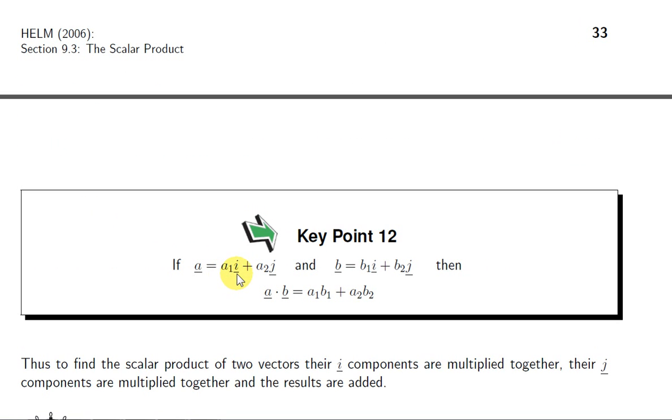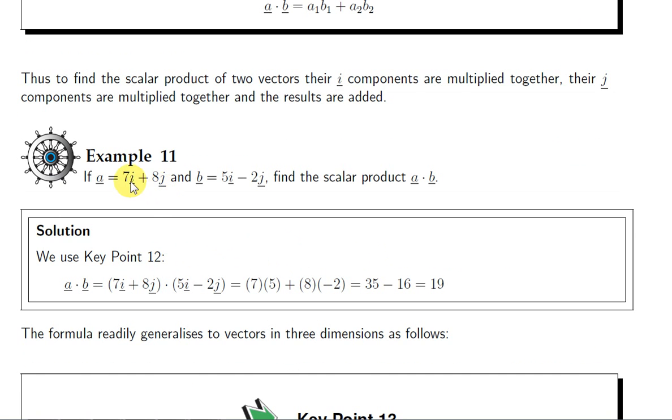So now we have our rule. When we're getting the dot product of two vectors that are in the ij plane, we just multiply the i components together, that is a1 by b1, then multiply the j components together, a2 by b2, and add the result. So here's an example. To get the dot product of these two vectors, we multiply 7 by 5 to get 35, then plus 8 by minus 2 to get minus 16. So our answer is 19.